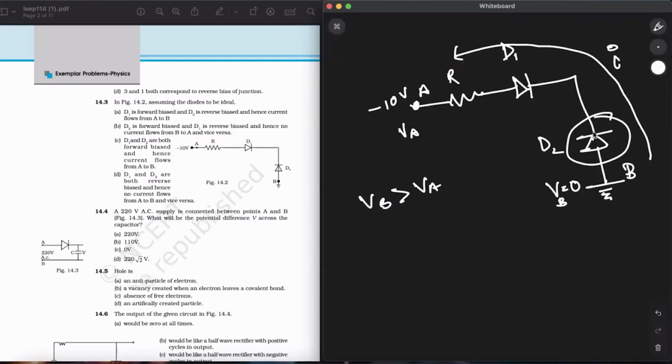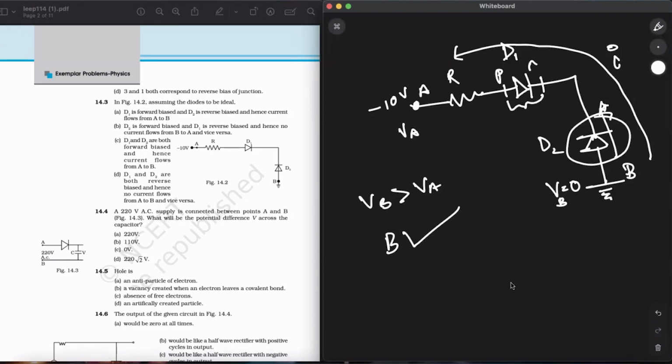So this D2 will be forward biased first of all. In option B it is given D2 is forward biased and D1 is reverse biased, hence no current flows from B to A and vice versa. Absolutely correct. See, the current wants to flow like this due to the potential difference. VB is at a higher potential than VA. Now the current wanted to flow from B to A. When it encountered D2, it found it is forward biased, so it just flowed like this. But when it went to D1, the N type was before the P type. So the circuit acts as if it has been broken till this part. That is why no current will flow.